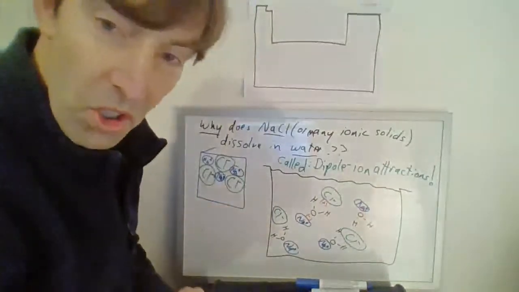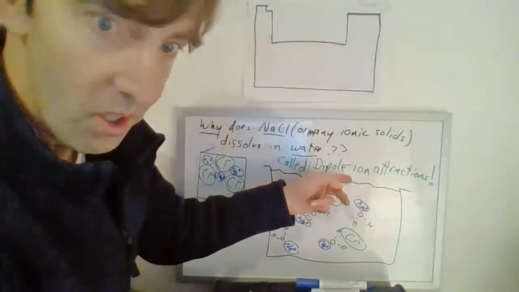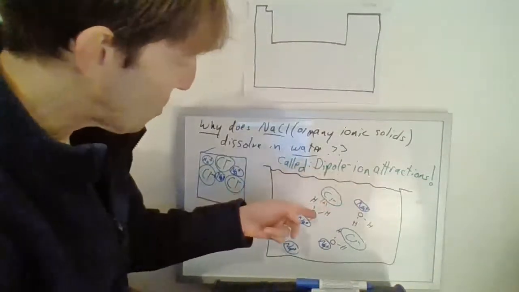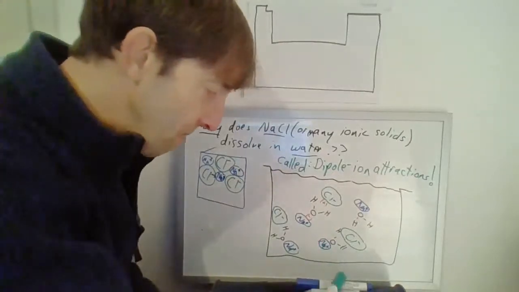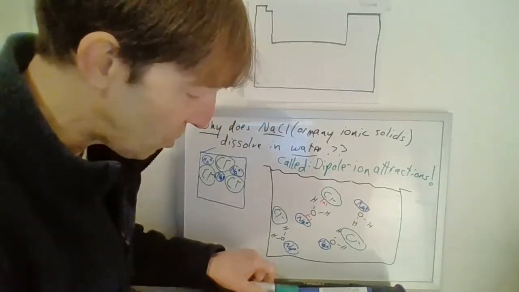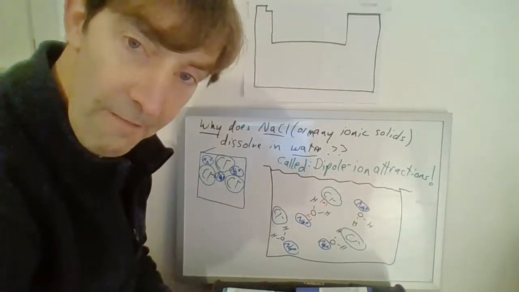Ta-da! Water's got a dipole. Ions obviously have charges, otherwise they wouldn't be ions, duh. And so they're attracted to each other, and that's how we draw it out. If you can understand that, you're on your way to getting a good start in 10th grade chemistry next year. Do you guys have any questions about this stuff?